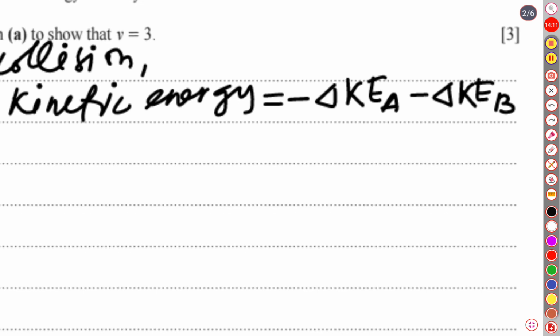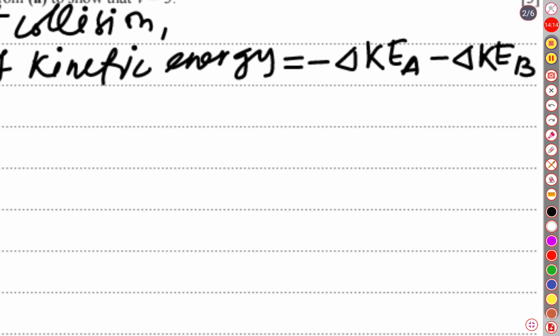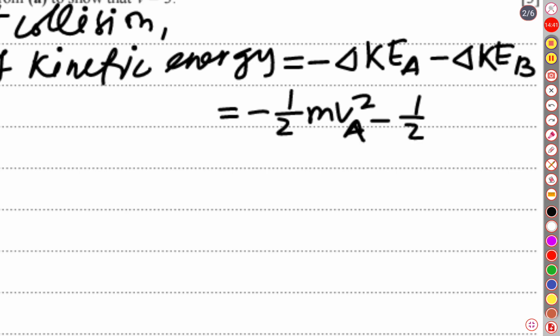Okay. So how will we write this? And you know the formula for, can I write this just a little bit over there? Okay. What is the formula for change in kinetic energy? That is half m v square, minus, again, the difference between the velocities of A, minus half m, the difference between the velocities of B.